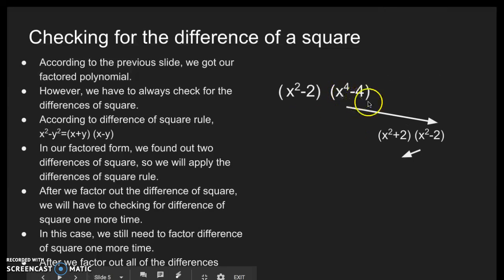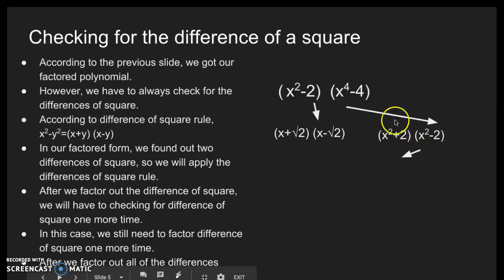Arrow. So this will become x squared plus 2 and x squared minus 2, to factor out the difference of squares. And this will become (x plus square root of 2)(x minus square root of 2). After we factor out the difference of squares, we will have to check for a difference of squares one more time. So here we check, we're good.